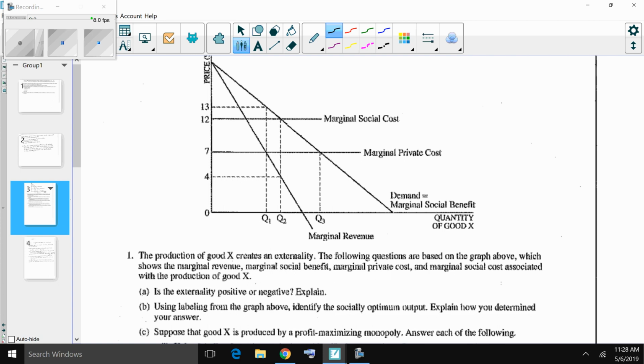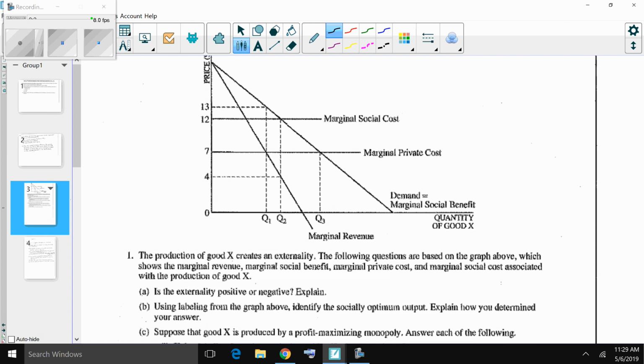If you only pick one and you do not explain, no marks for you. You have to explain. If it says explain, you have to have a full sentence. This is a negative externality because MSC is greater than MPC.